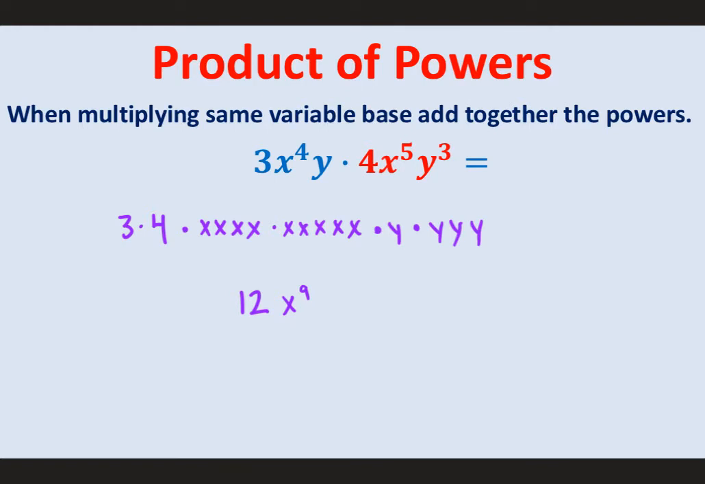Same thing with the y's. This was really y to the first times y to the third. 1 plus 3, we had 4 y's left over when we multiplied them together. So we write y to the fourth. All right, so that's multiplying monomials. When we multiply coefficients, we just multiply them like normal numbers. When we multiply variables with the same base, we add the exponents.